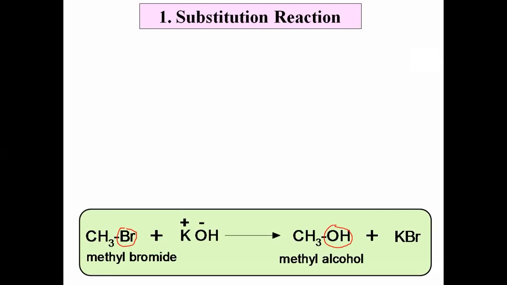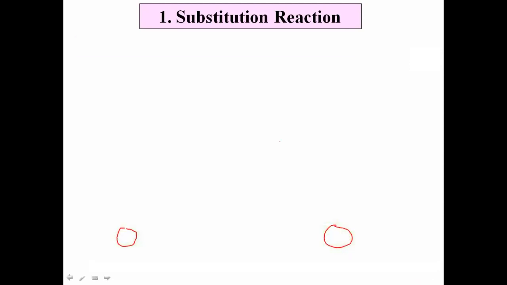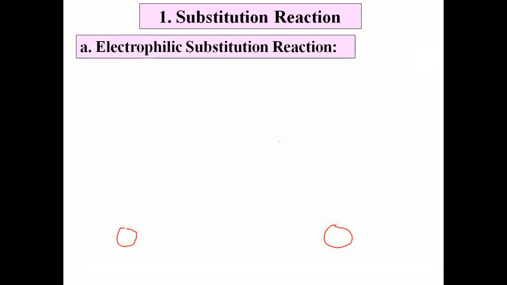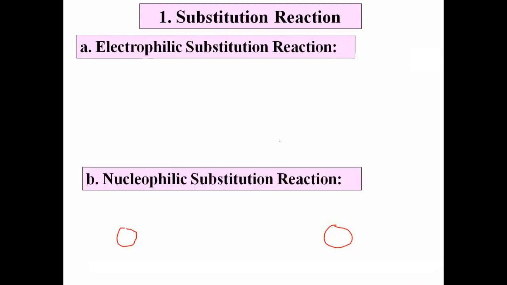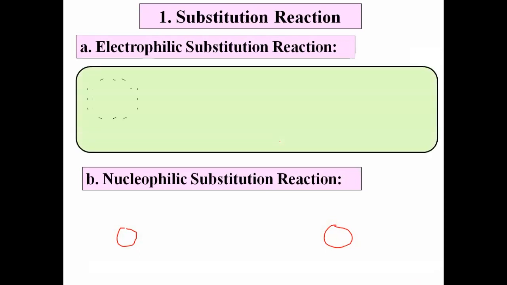Here, bromine is substituted by OH, and a reaction in which an atom or group from the molecule is replaced by another atom or group is called a substitution reaction. Thus, in this reaction, an atom or group from the molecule is replaced by another atom or group. There are three types of substitution: electrophilic, nucleophilic, and free radical substitution. Let us see one by one. First, electrophilic substitution.